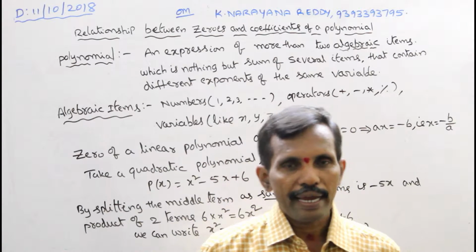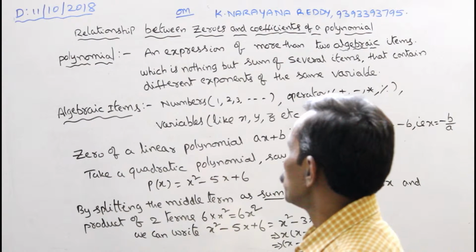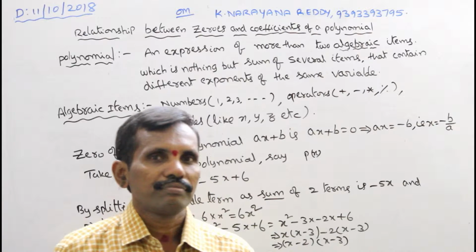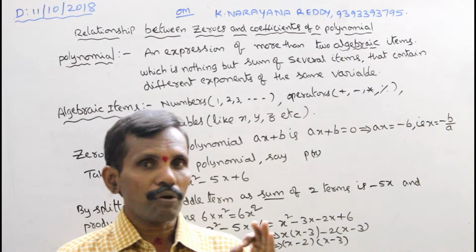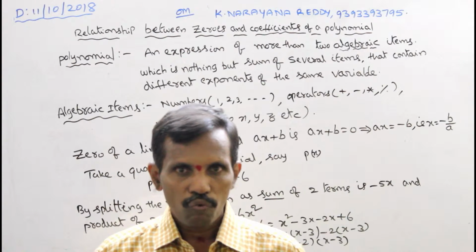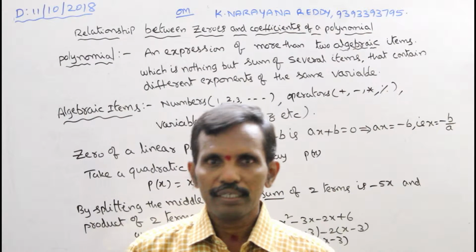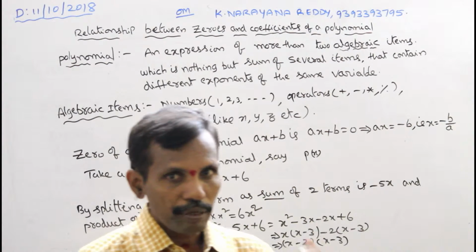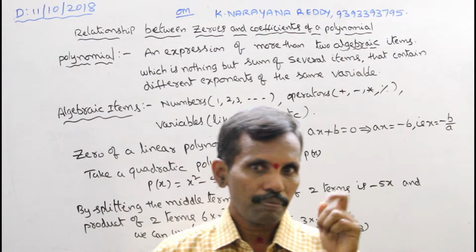Today in this class, I am explaining about the relationship between zeros and coefficients of a polynomial. Zeros and coefficients of a polynomial: what is the relationship between them? Before that, we want to know what is meant by polynomial. What is meant by polynomial?